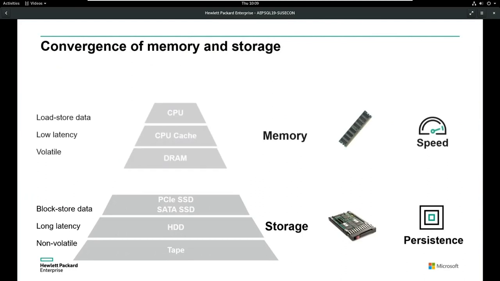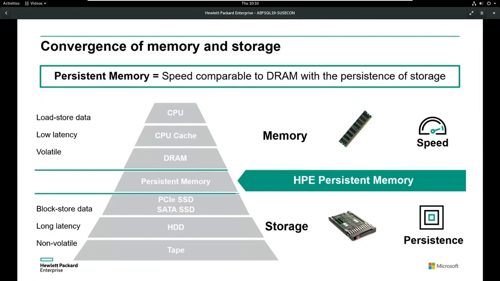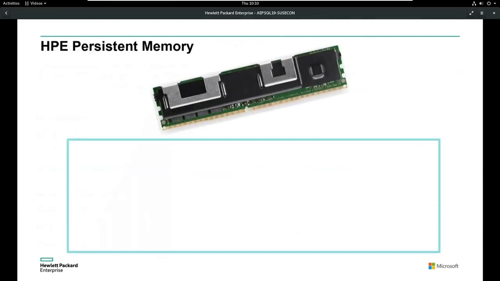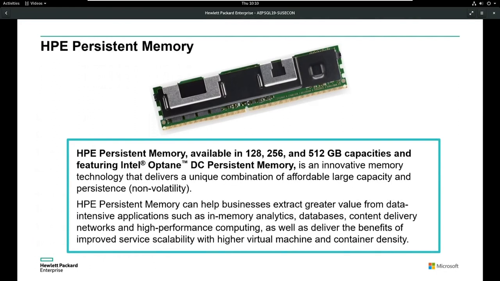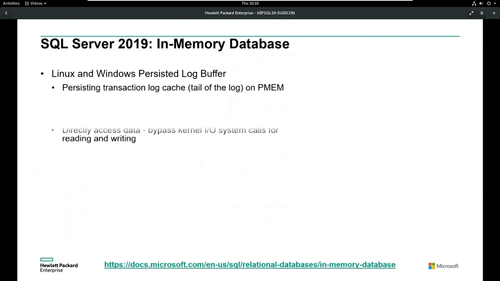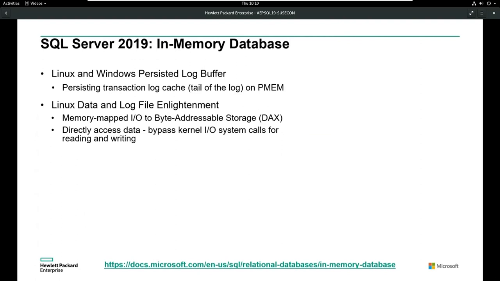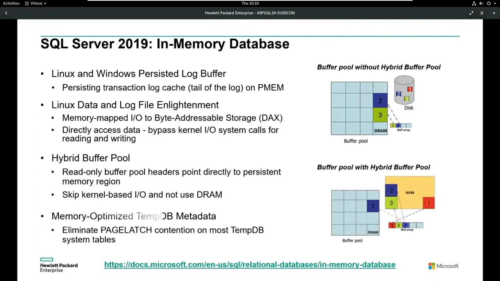So this was the slide that is both a dessert topping and a floor wax. And you know this already too. Then this is, I think, just a snapshot of what I talked about before: 2019 changes to take more advantage of persistent memory. Log file enlightenment means taking advantage of persistent memory, and the hybrid buffer pool is a pretty big deal.